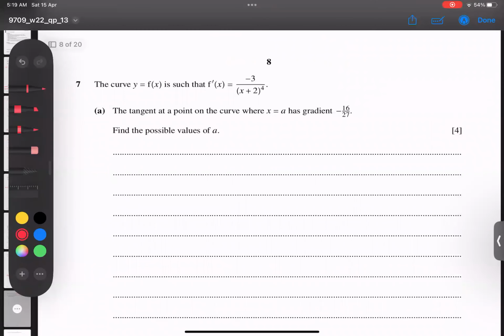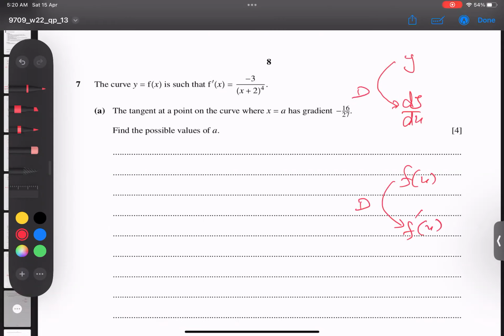Question number 7, he's saying here f dash. Dash stands for derivative. The derivative is given by him. Whenever you differentiate y, you get dy over dx. In the same way, when you differentiate f of x, you get f dash of x. So this is differentiation.